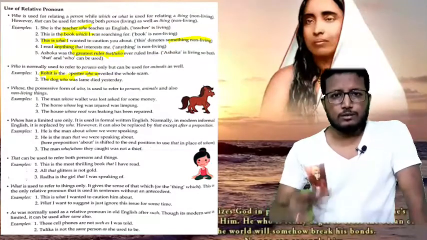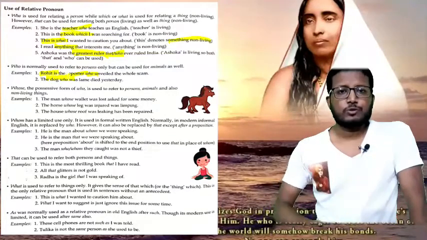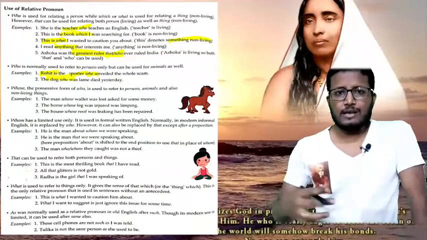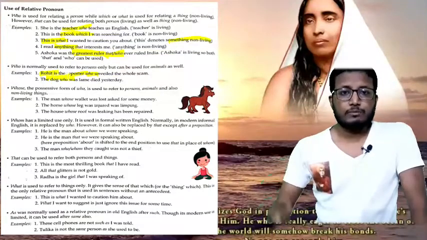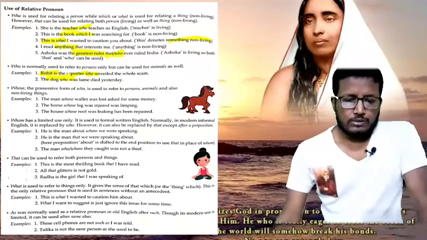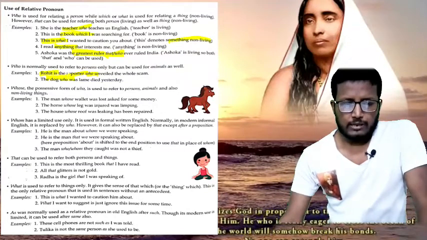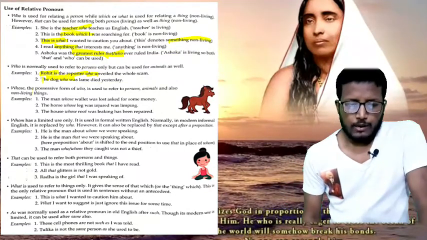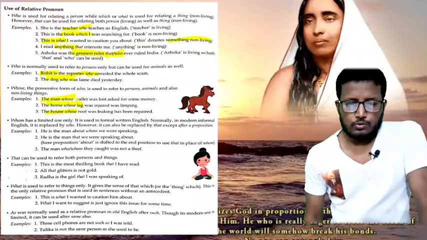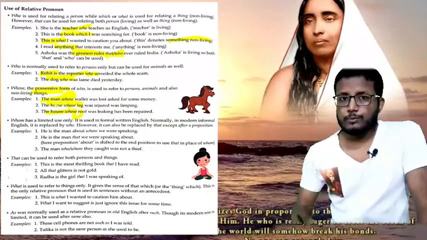That means the dog is very close to the owner, very close to the master. In that case, we don't consider a pet animal as just a pet animal. We treat a pet animal as a family member, isn't it? For that reason, whose, the possessive form of who, is used to refer to persons, animals, and also non-living things. The same case is here also: the man whose, the horse whose, the house whose. You know which types of pronouns these are. These are possessive forms. So for that reason, here we are using the relative pronoun as in this case.